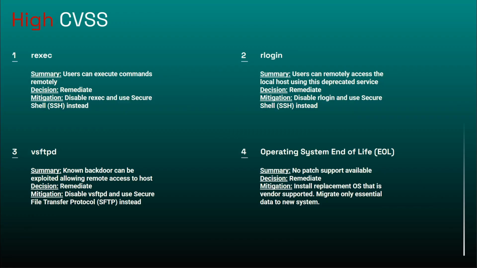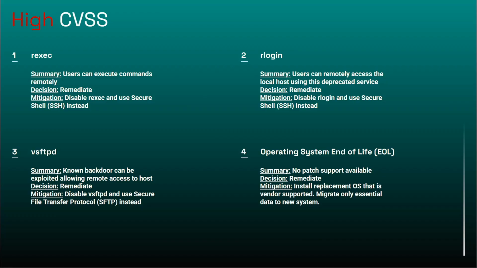Thank you, Tiffany. The first vulnerability that we have here is the remote execution service vulnerability, which allows users to execute remote commands through a local host using the system shell. This vulnerability should be remediated right away by disabling remote execution in the system services and using Secure Shell instead.